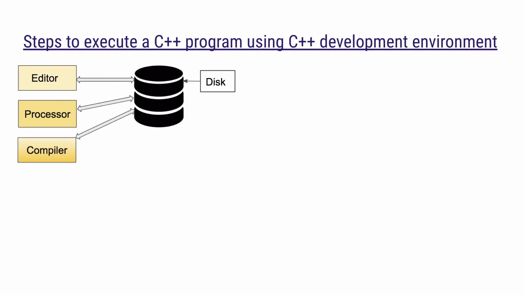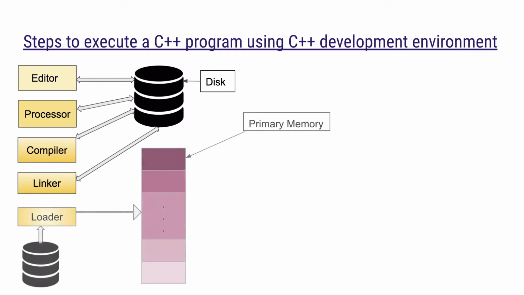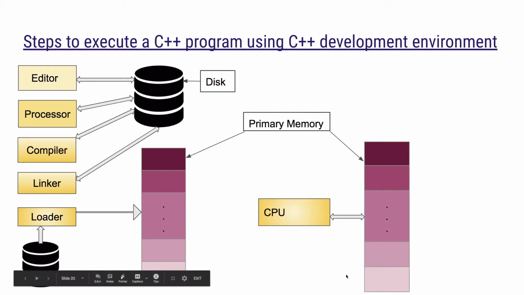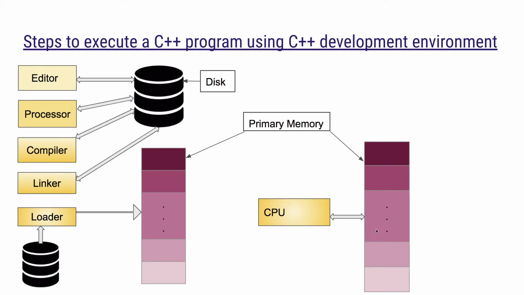Then the compiling phase. In the third phase, which is the compiling phase, the compiler creates an object file containing machine language code and stores it on the disk. Then the linking phase. In this phase, the linker links and merges the object code with the libraries and creates an executable file and then stores it on the disk. Next is the loading phase. In this phase, the loader loads the program into the memory. Then we have the executing phase, where the CPU takes each instruction from the memory and executes it. Let's understand this in detail.